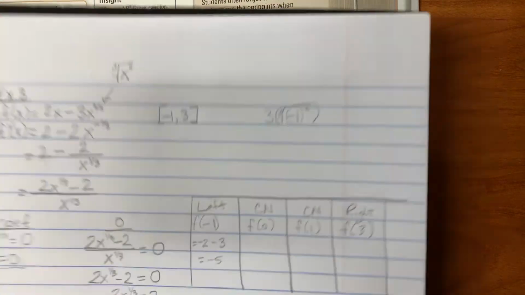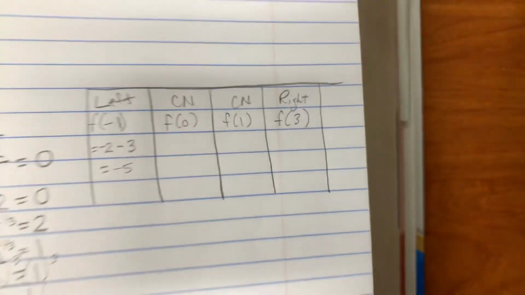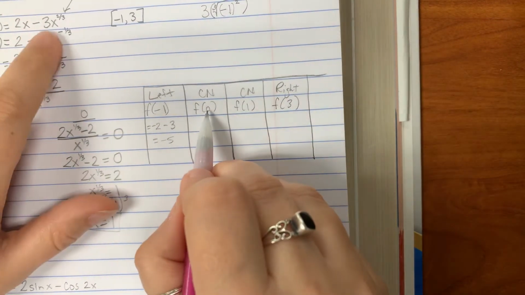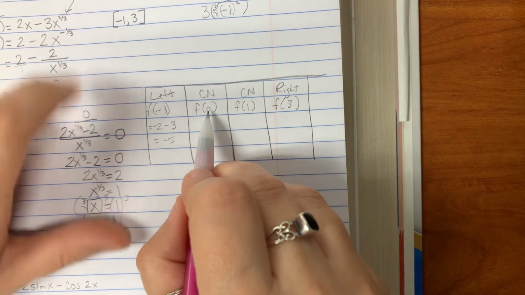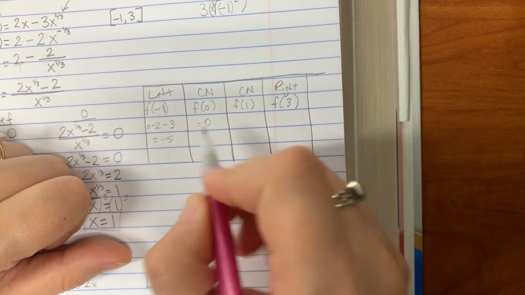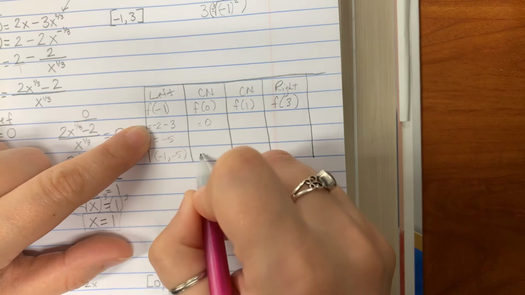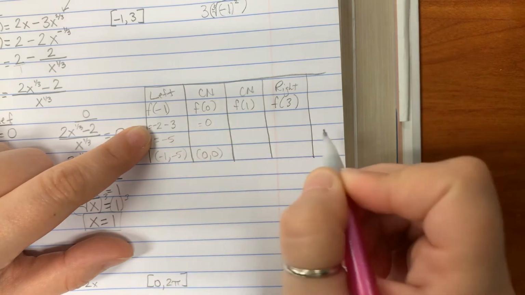All right, and then, sorry, let me get this over here. Okay, then I'm going to plug in 0. Well, that's an easy one. If I plug in 0, I just get 0. So this is 0. Let me write out those points. So -1, -5 was that one. 0, 0 was that one.